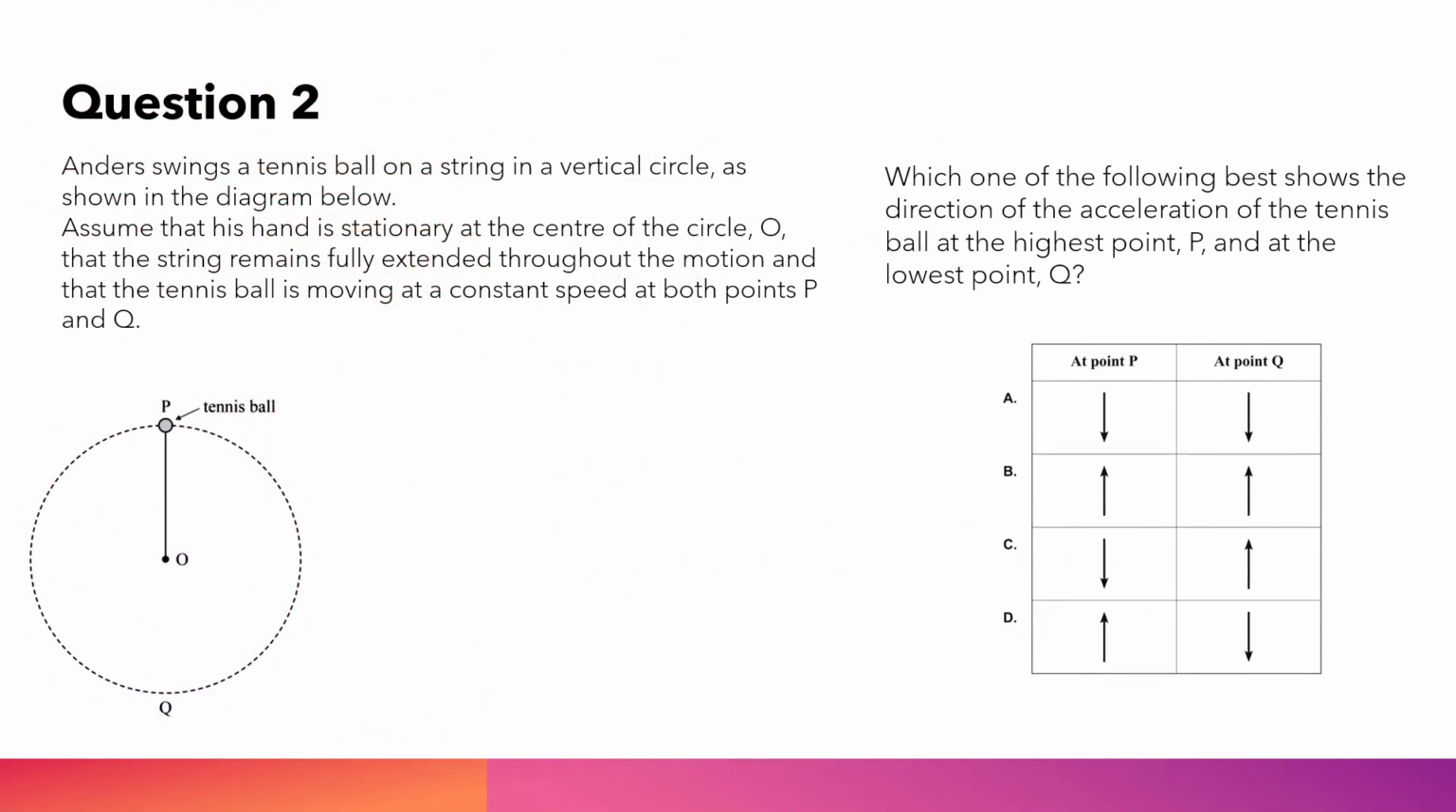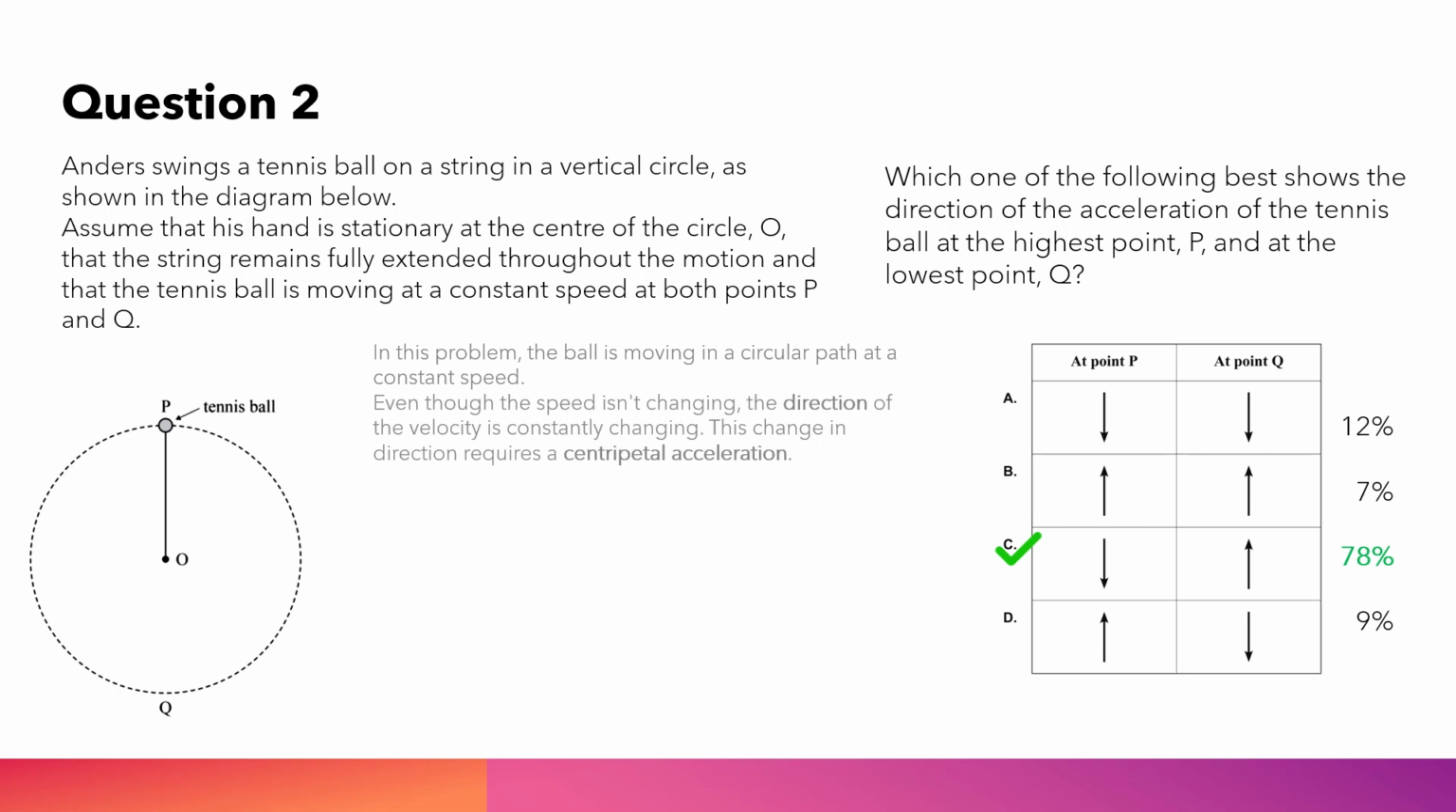The correct answer is C. Here is the breakdown of the physics behind why the acceleration points where it does. Understanding centripetal acceleration. In this problem, the ball is moving in a circular path at a constant speed. Even though the speed isn't changing, the direction of the velocity is constantly changing. This change in direction requires a centripetal acceleration. By definition, centripetal acceleration always points toward the center of the circle, point O.